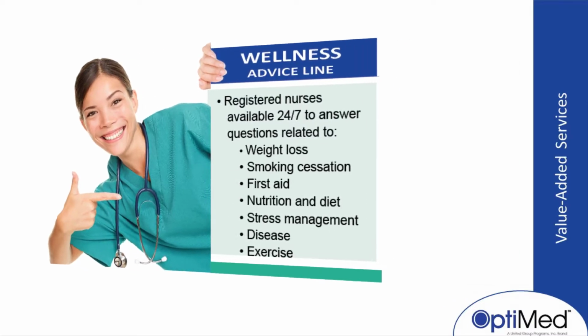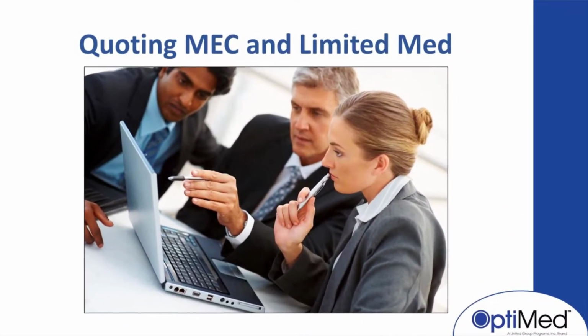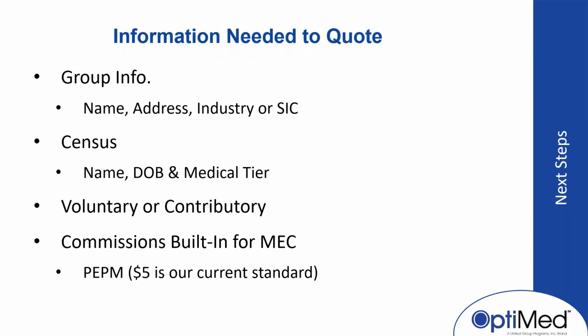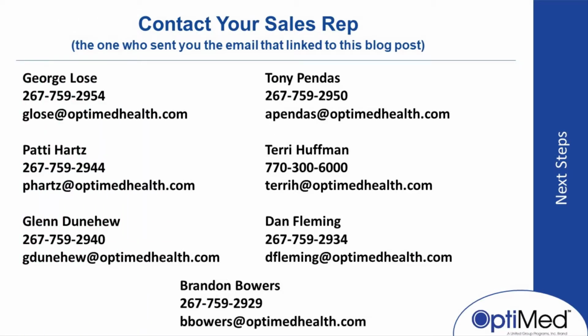So quoting is pretty simple. As far as information for the MEC program, really all we need is a census with the date of birth and the gender of the employee. We don't need dependent information. And then the basic group info: their name, their address, their SIC code, and what effective date you're looking for. And then when it comes to MEC, whether you'd like to see some of these enhanced options or just want the basic MEC, and how much commission you would like to build in as a broker on a per employee per month basis. Those are our direct email and contact lines.